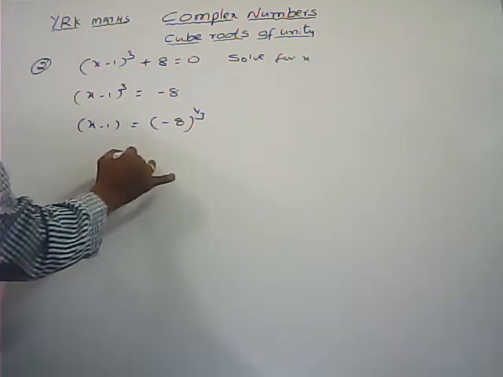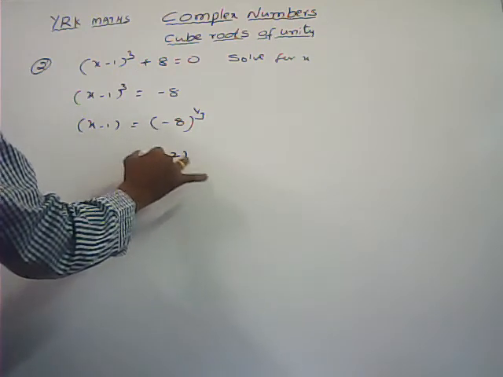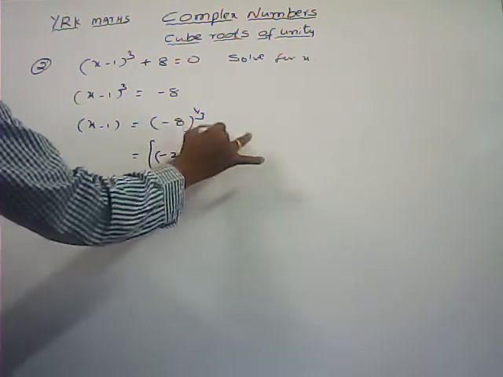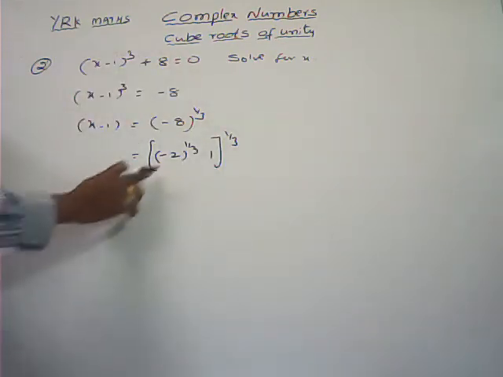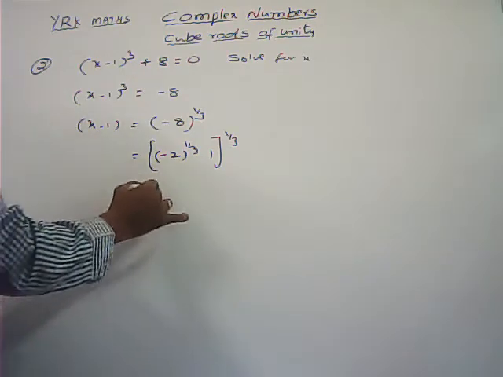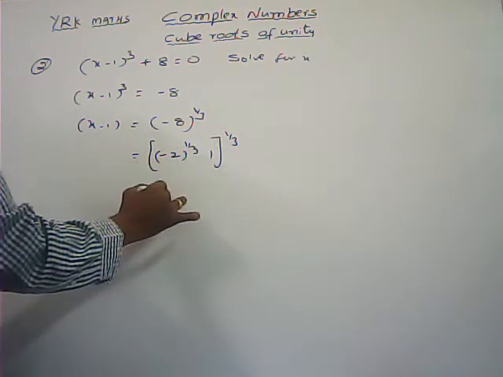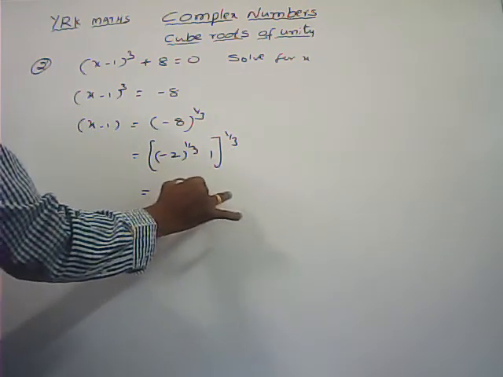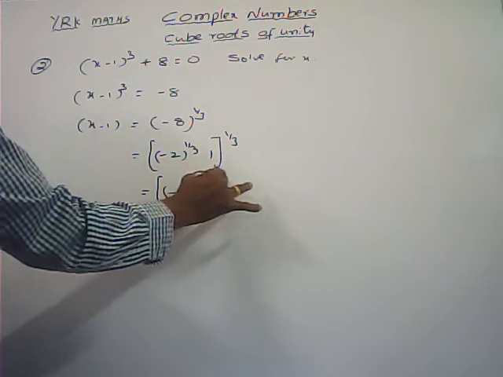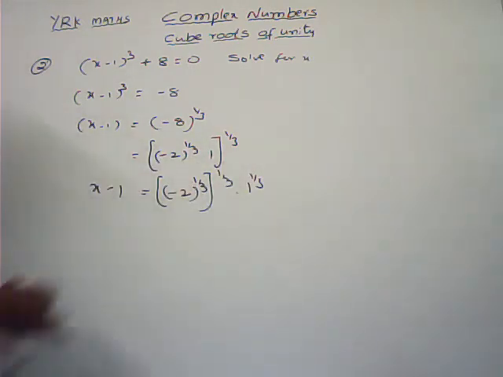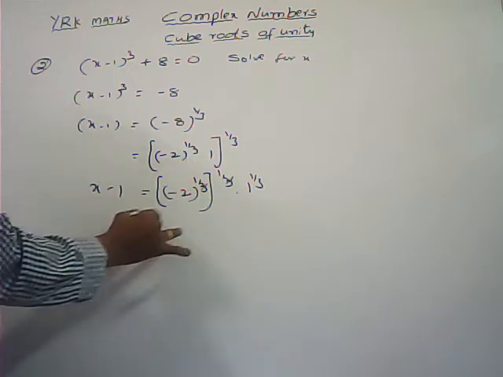Minus 8 we can write minus 2 whole power 1 by 3 into 1 also. Whole power 1 by 3. This is minus 8 into 1, minus 8 only. Here that is equal to a into b whole power n, a power n into b power n. So minus 2 whole power 1 by 3 whole power 1 by 3 into 1 power 1 by 3. That is x minus 1 equals to. So here the cube gets cancelled.